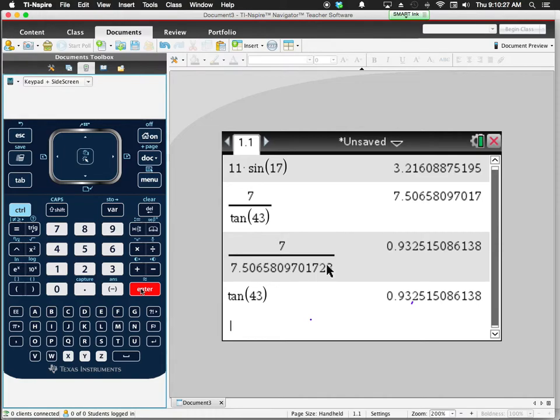So that is showing you that all that trig is a ratio. You've got one ratio equal to another ratio, and you're solving for the missing part. That's all a trig function is. It's a ratio of two sides of a triangle.